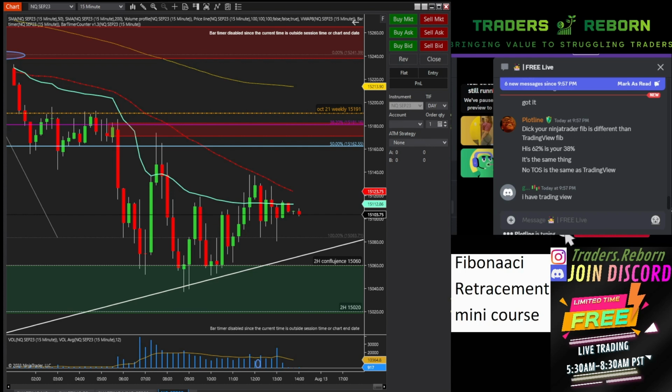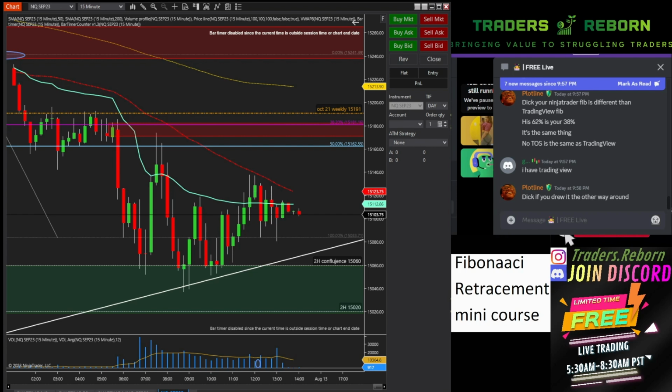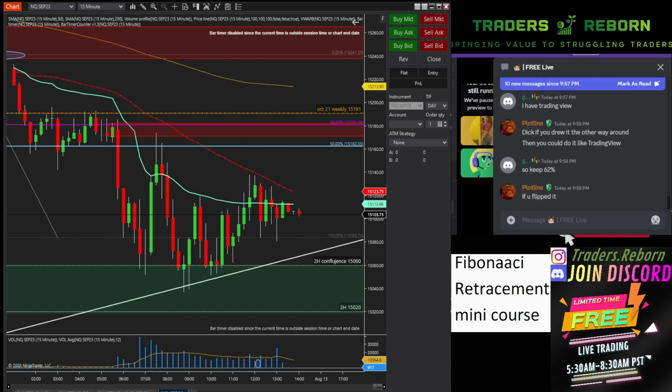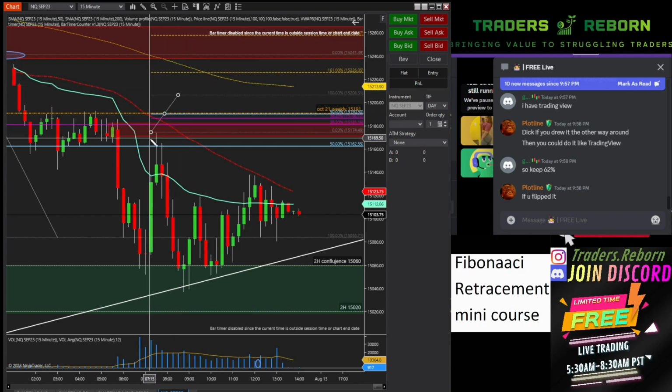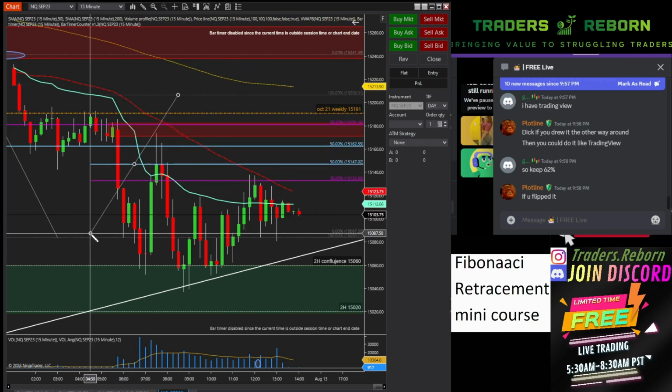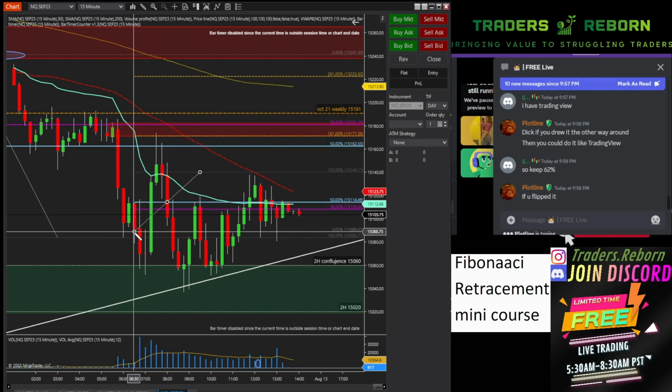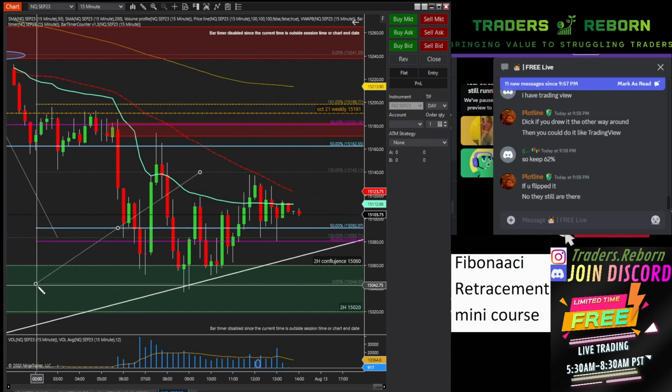Yeah, so like I said, 62% and 38% is interchangeable. You switch that. If you drew the other way, then you could do it like TradingView. But the problem with it is that the TP, the golden levels. You get it? The golden levels. They become like on the downside instead of the upside. You know?